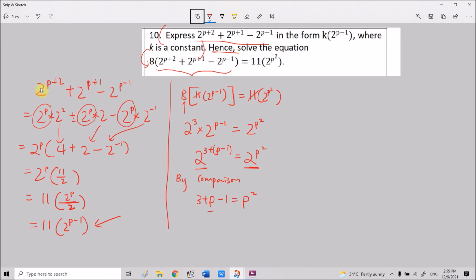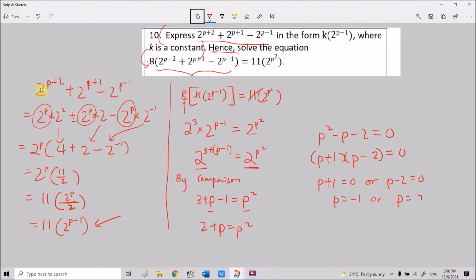So we only have one variable left. This is a quadratic equation because of a power 2. We solve the quadratic equation. Here we have 2 plus p equals p squared. I move everything here to the other side. I get p squared minus p minus 2 equals 0. Factorize it: plus 1, minus 2. So I get p plus 1 equals 0, or p minus 2 equals 0. So p equals negative 1, or p equals 2.